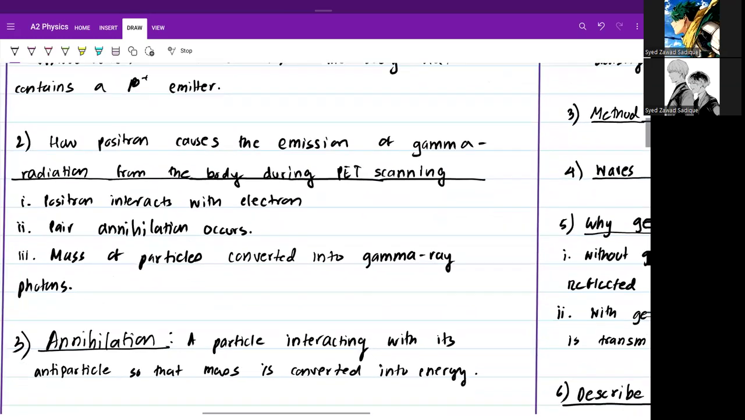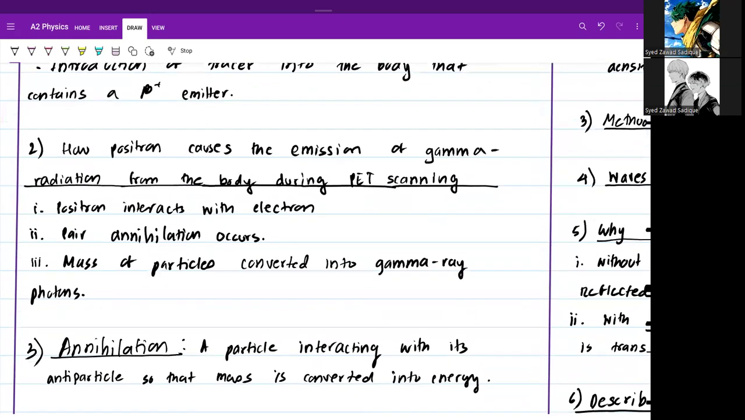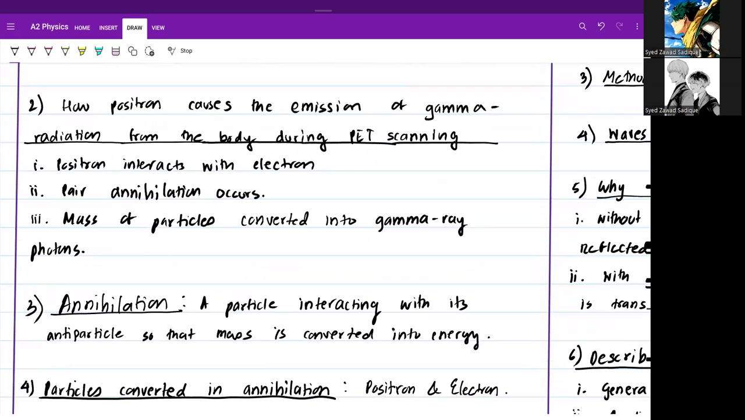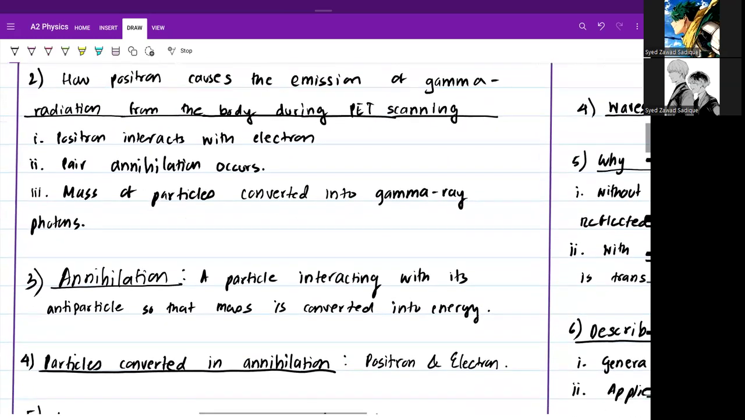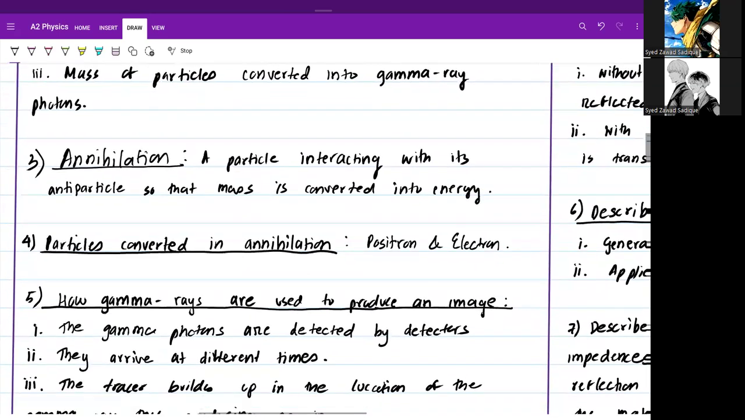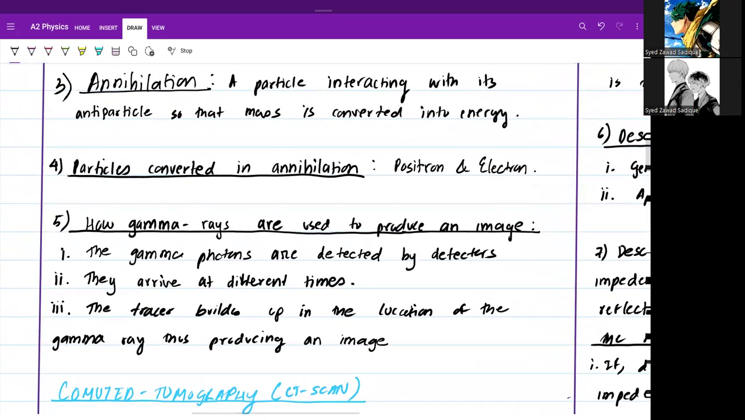Next is annihilation: a particle interacting with its antiparticle so that mass is converted into energy. Four: the particles converted in annihilation are a positron and an electron. Number five is how gamma rays are used to produce an image. The gamma photons are detected by detectors. They arrive at different times. The tracer builds up in the location of the gamma ray, thus producing an image.